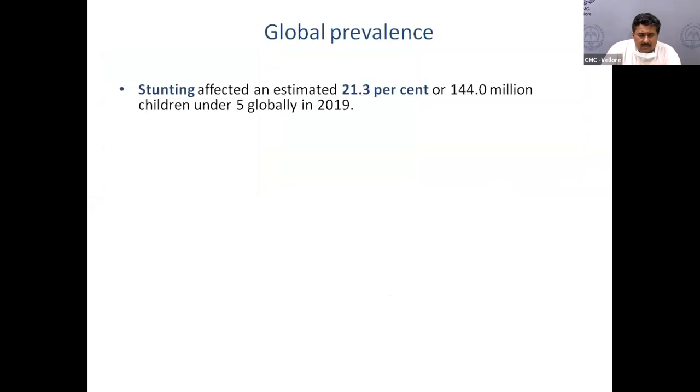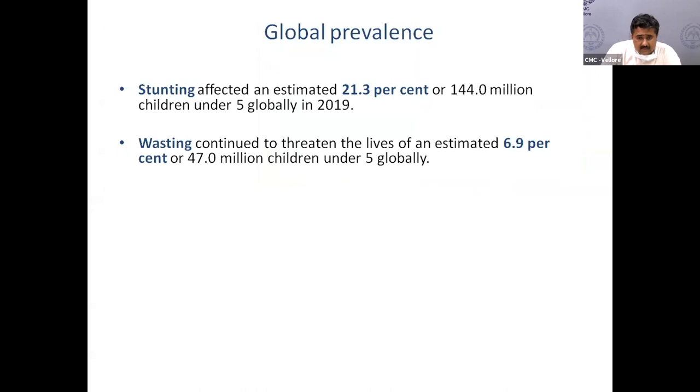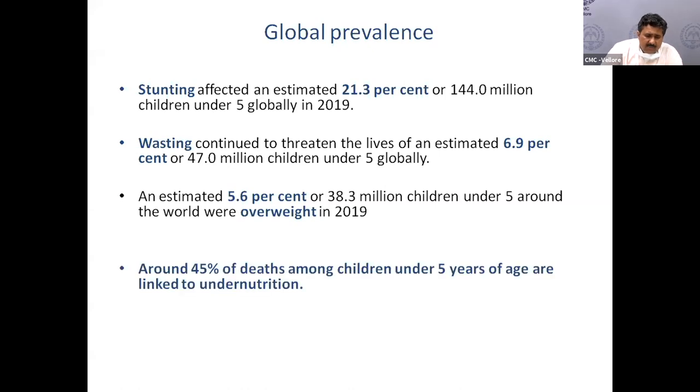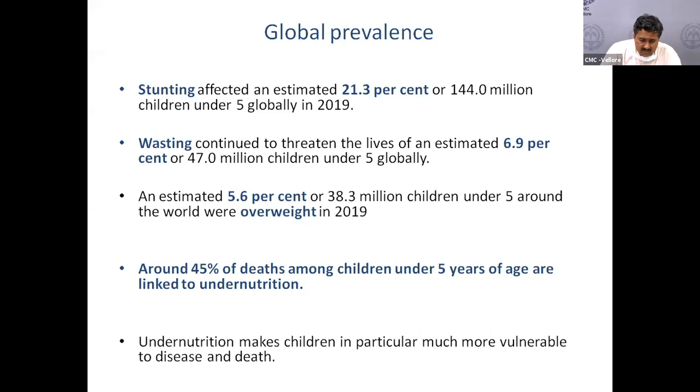If I talk about prevalence, this is 2019 data from WHO. Stunting is at 31.3%, more than 145 million children under 5 globally. Wasting contributes around 6.9%, with more than 47 million children affected. Overweight, an emerging problem, affects around 5.6% of children under 5. Around 45% of deaths among children under 5 are linked to undernutrition. Undernutrition makes children in particular more vulnerable to disease and death.